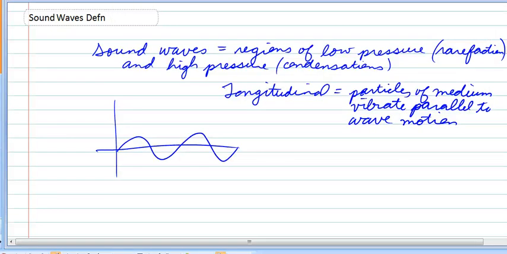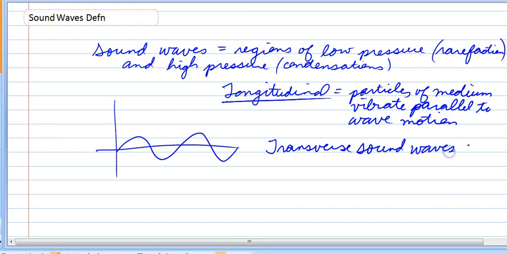Okay, so we'll talk about a couple of properties of sound waves. One thing is that even though sound waves are regions of low pressure and high pressure and are mainly longitudinal, transverse sound waves can travel through solids. A great example of this is to put your ear down on your desk right now and knock on your table. You should be able to hear it. That's because the particles in the solid are vibrating and transmitting the sound.